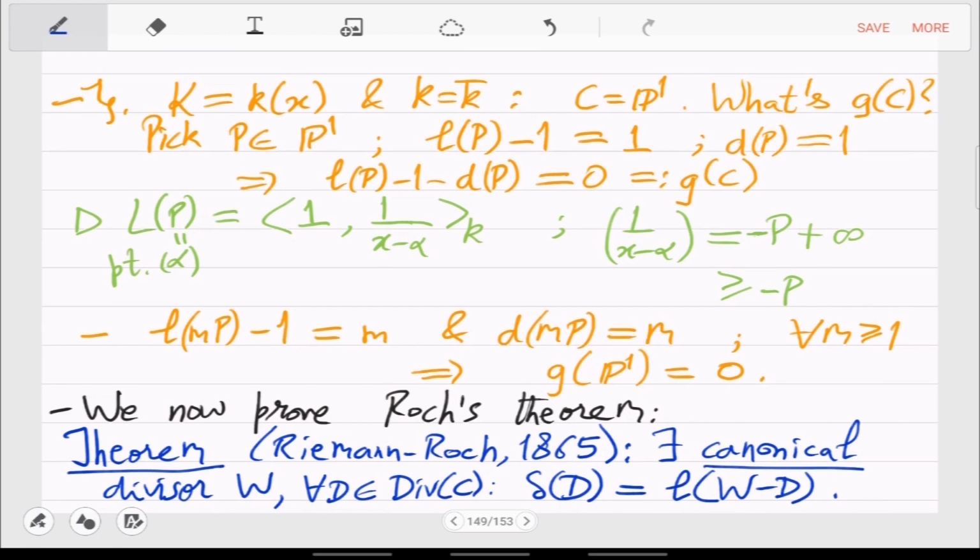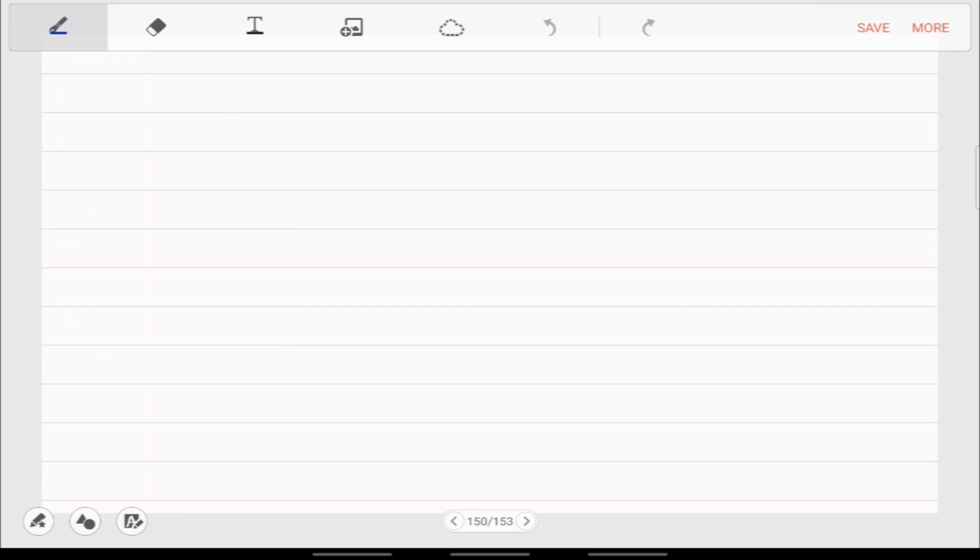In more advanced algebraic geometry, this result is seen as a duality theorem. It's probably called Serre's duality theorem. But we will not do Serre, we will just do Roch, because you will see that even this will require some abstraction. So the idea of the proof is, this W minus D is kind of a dual of D.